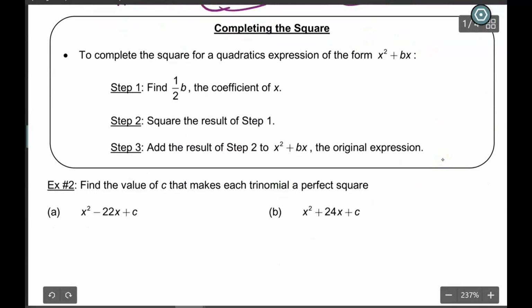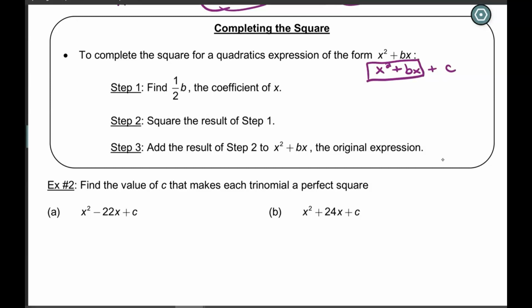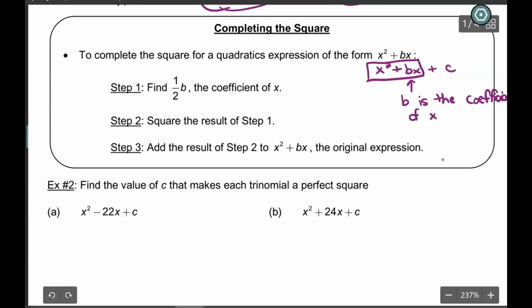Okay, so what we want to do in this lesson is complete the square, okay? And remember how I said it's a quadratic. So you have an x squared plus a bx plus a c, okay? We're really going to focus on just the first two terms, the ones that have a variable, all right? Now, b represents the coefficient, okay? So b is the coefficient of x, not x squared, just x to the first. All right, so what we're going to do, there's 3 steps.